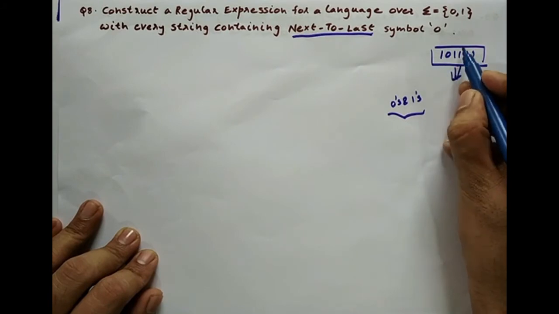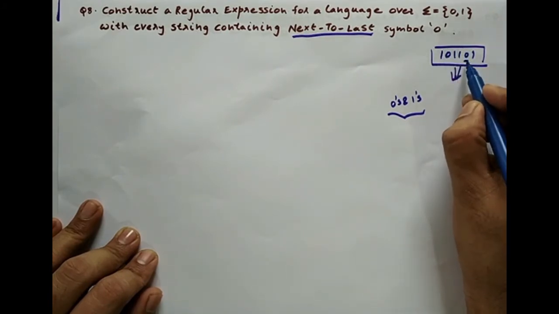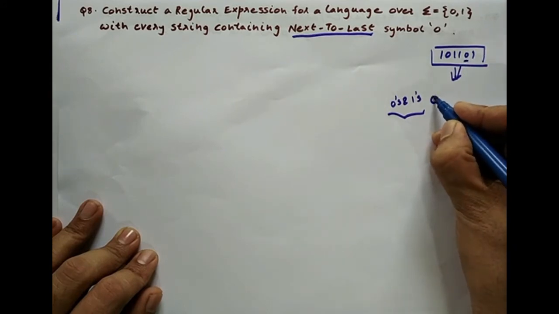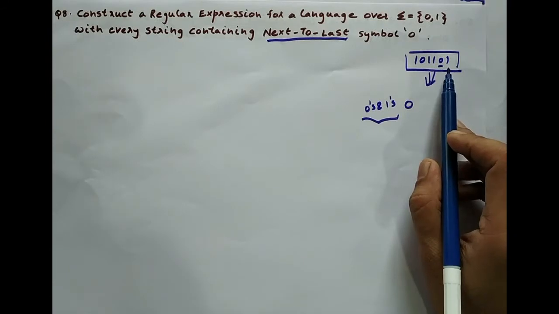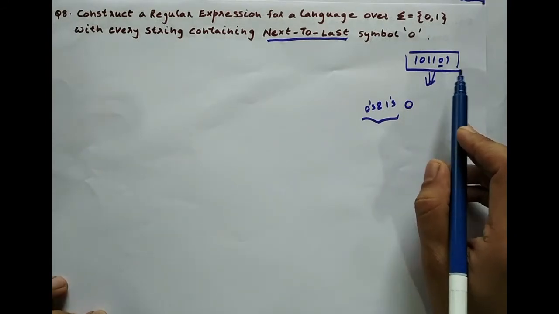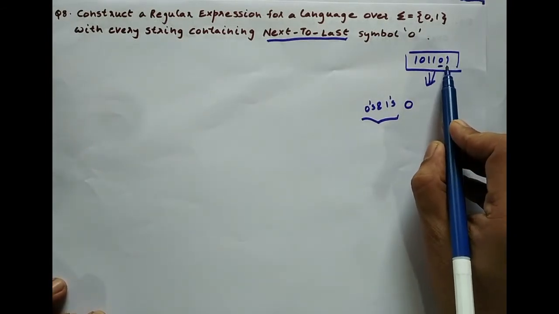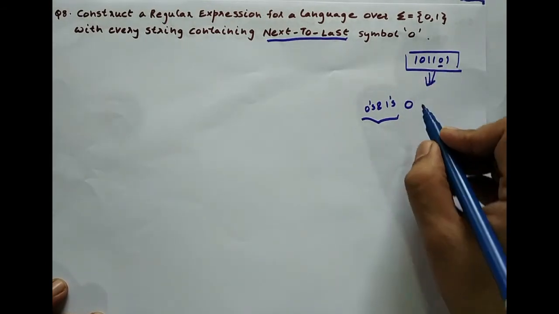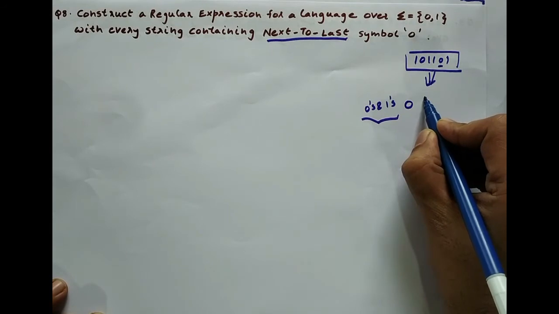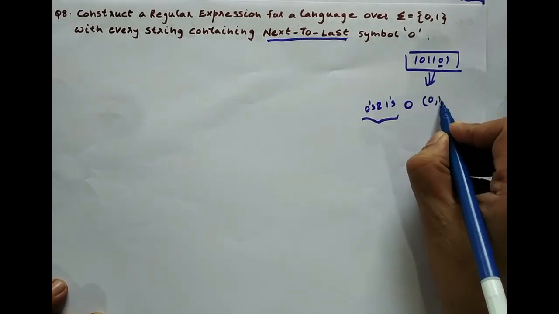Okay, this is the first part. The first part can be any combination of zeros and ones. Then there should be a compulsory 0. That is the second last element. And what about this one? The last element here in this string is 1, but it can be 0 or it can be 1. So it can be either 0 or 1.